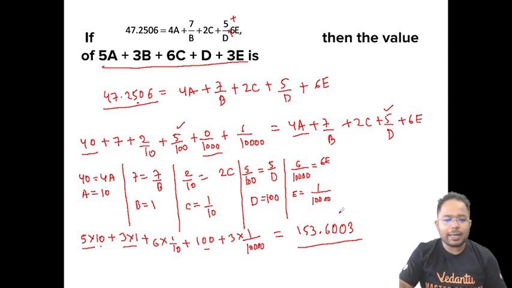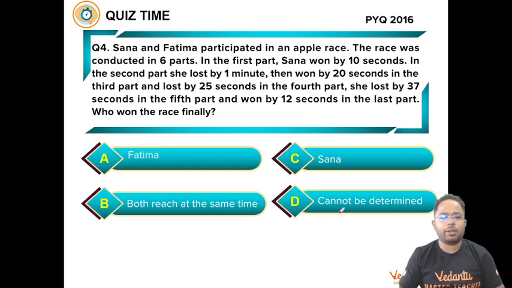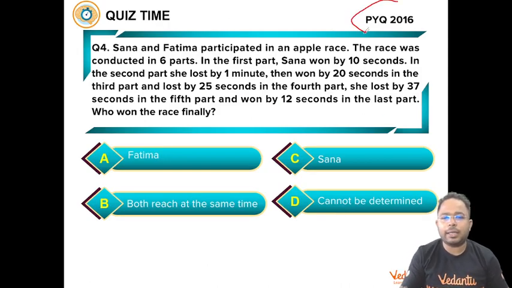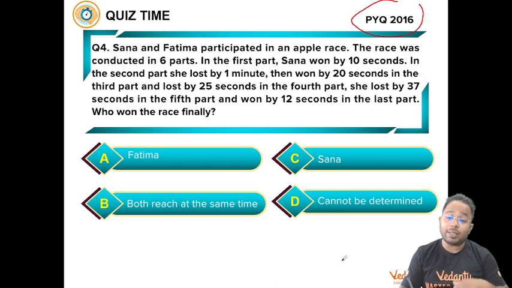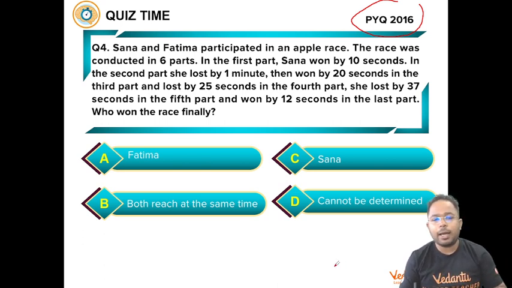Okay, students, let's move on to the next very interesting question of 2016. Sana and Fatima participated in an apple race. The race was conducted in 6 parts. In the first part, Sana won by 10 seconds. In the second part, she lost by 1 minute. Then she won by 20 seconds in the third part and again lost by 25 seconds in the fourth part. She lost once again by 37 seconds in the fifth part and won by 12 seconds in the last, that is the sixth part. Who won the race finally?